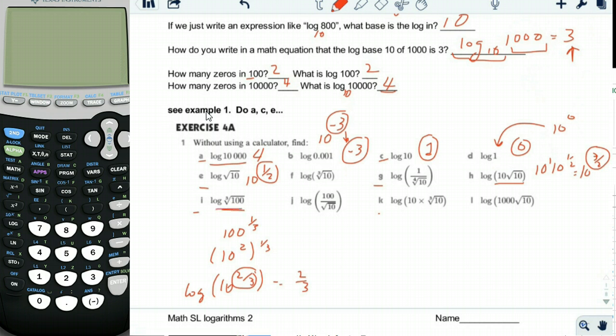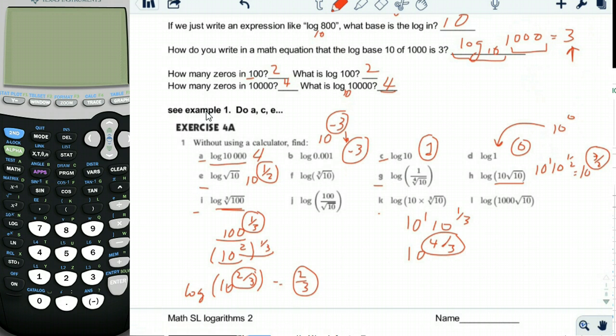And then this one here, when you have log of the cube root of 100, you would have 100 to the 1/3. And then 100 is 10 squared, to the 1/3. And if you multiply those together, because there's an exponent to an exponent, it's 10 to the 2/3. So the log of 10 to the 2/3 is 2/3. Okay? The log of 10 times 10 to the 1/3, and since these are the same base, you can add those exponents, is 4/3.